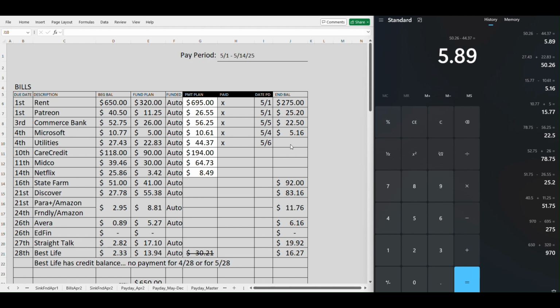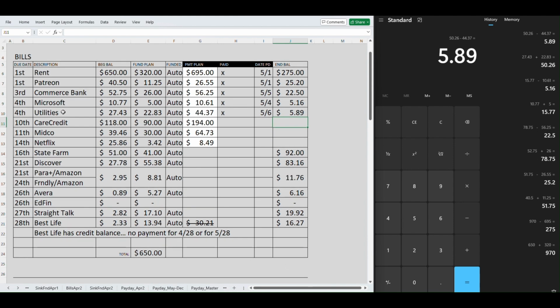There was one more bill that was paid before I went to record, and that was the Care Credit. But before I do that, I'm just kind of looking down at these other balances that did not have a payment this time around. So I started with a beginning balance, and I added the amount that was funded, and then just took that across to the new balance. And Best Life this month, there's no payment due because it has a credit balance.